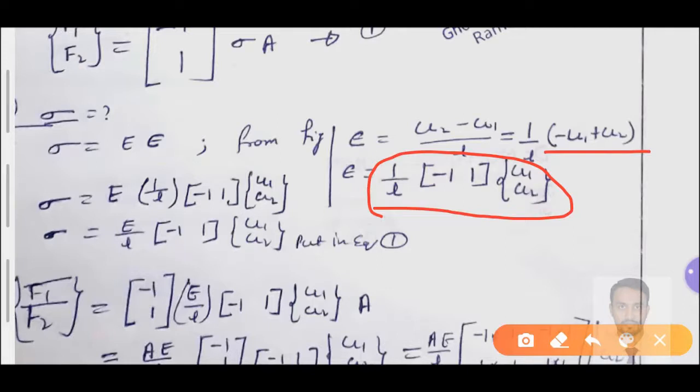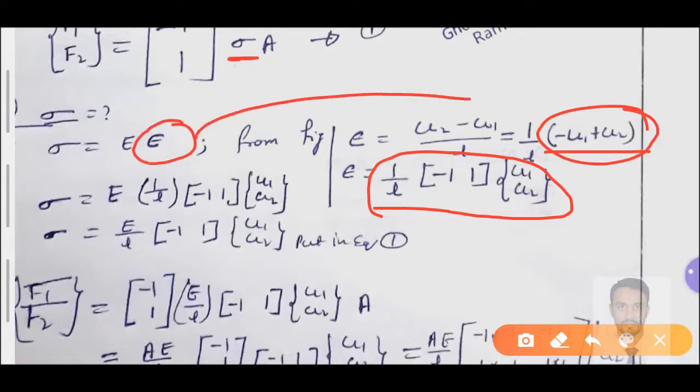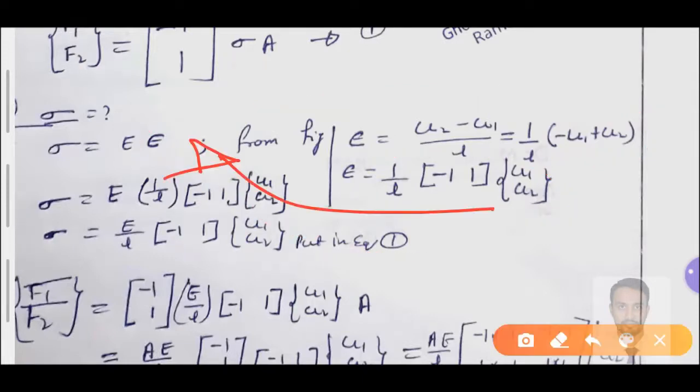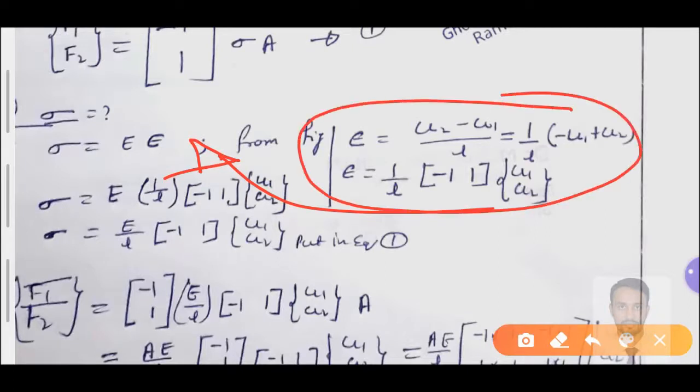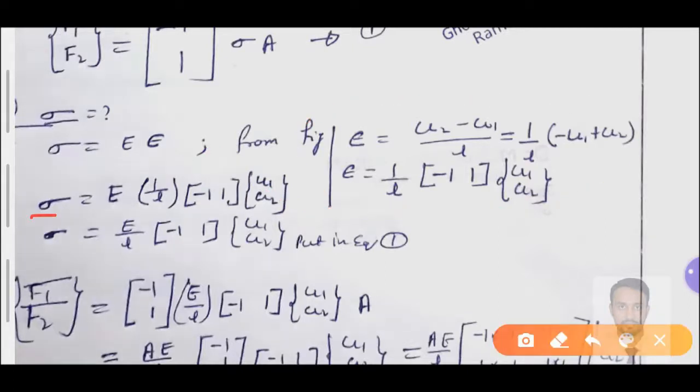So why do we require this sigma? We want it in terms of displacements U1 and U2. The strain completely depends upon the displacements U1 and U2. Substitute this value in this equation, and from the figure we get this value. So now we have sigma equals E into this value, which is 1 by L into minus 1 1 and U1 U2.